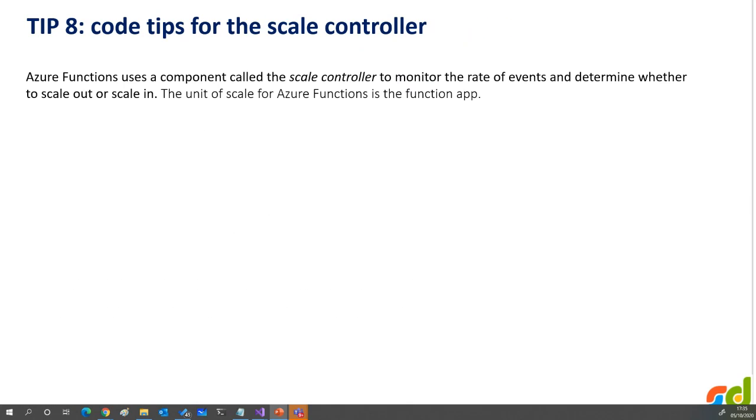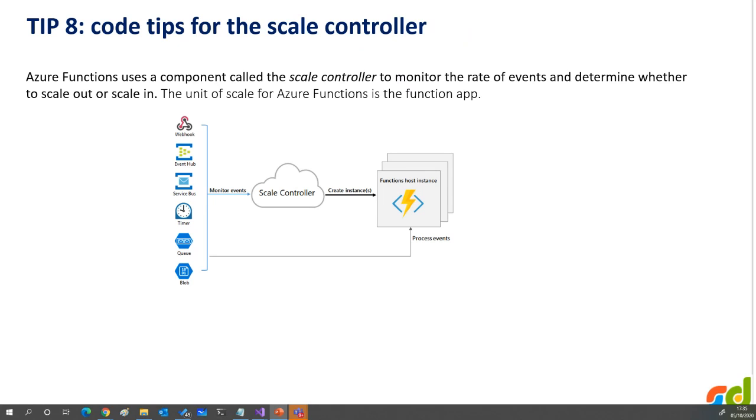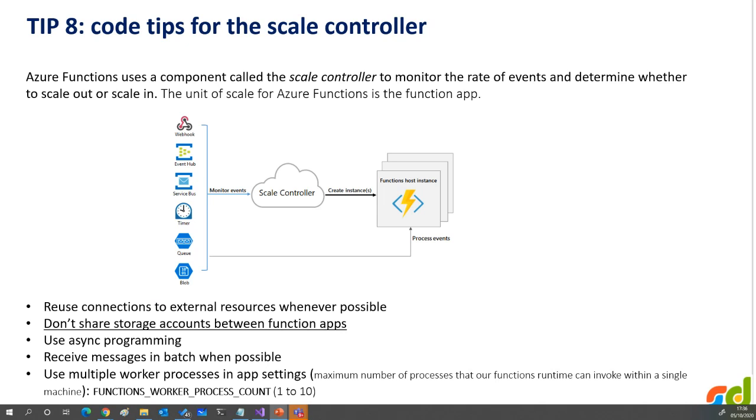Tip number 8 is related to the scale controller. So Azure Functions uses a component called the scale controller, that permits you to monitor whether a function must be scaled out or in. So the scenario is that when you react to events, the scale controller creates an instance of your functions, and the scale controller is responsible for increasing or decreasing the instances of your functions.